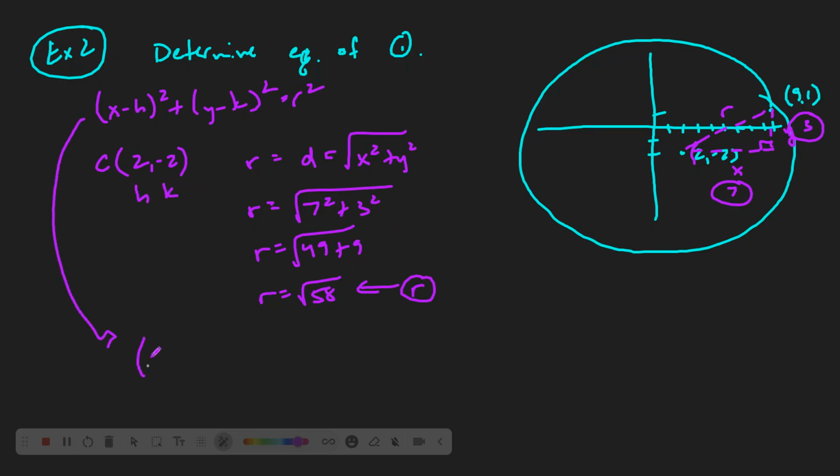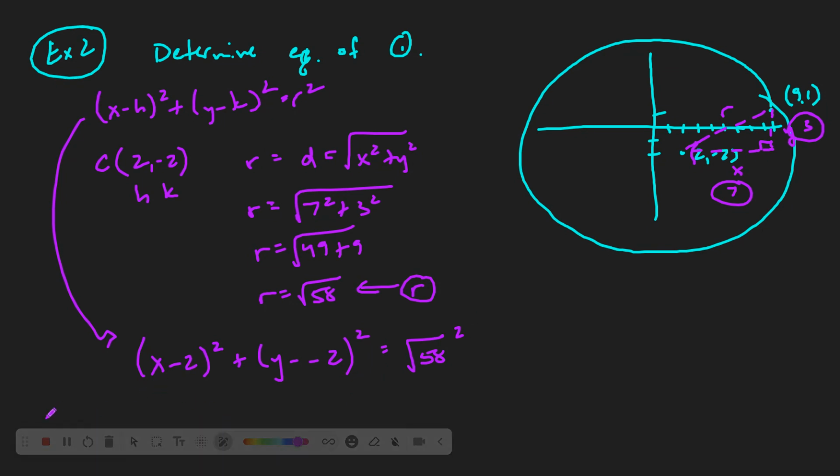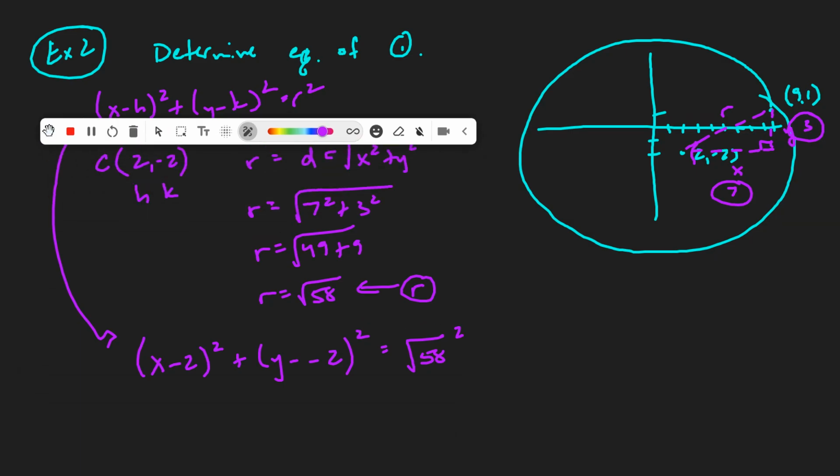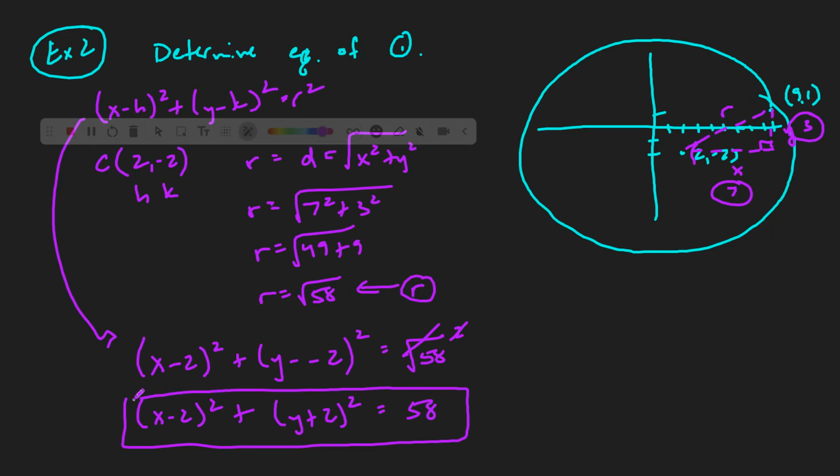So let's see. x minus 2 squared plus y minus negative 2 squared equals, and my radius is the square root of 58, and I'm going to square that. Okay, so what happens to my x minus 2? Nothing. So it's just x minus 2 squared. My y minus negative 2 becomes y plus 2 squared. And then my square root of 58, when I square it, the square root and the squared cancel, and 58 just pops out. And there would be my equation.